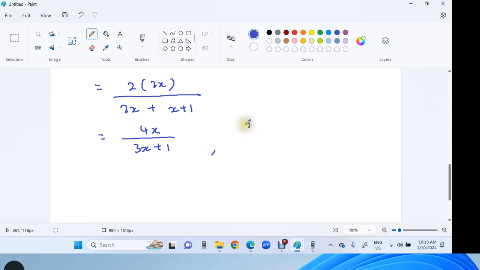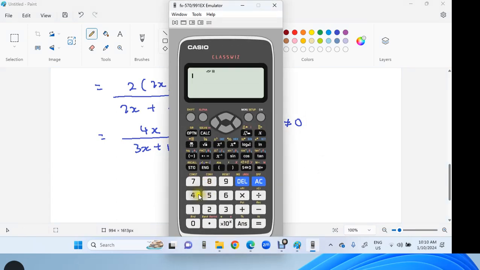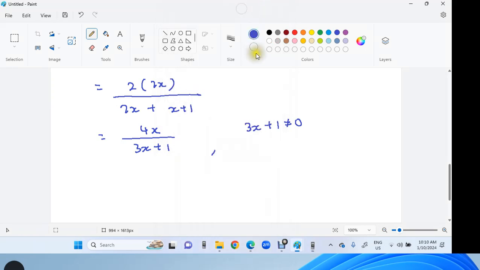So the 3x plus 1 cannot become 0 because the denominator cannot become 0. Let's say we have 4 over 0, then it's a math error. So when we have a function where the denominator has x, we set that the denominator cannot become 0. So x cannot be negative 1 over 3.